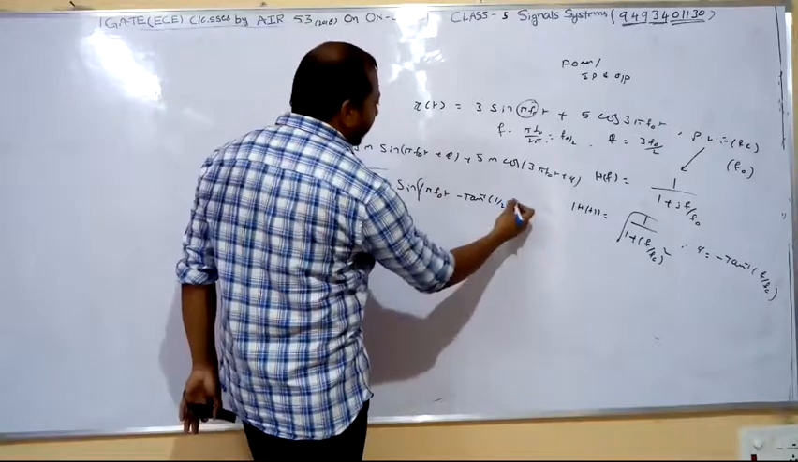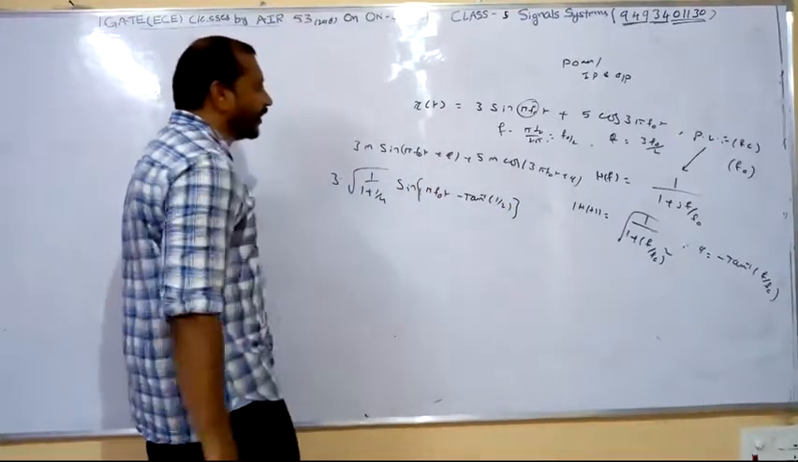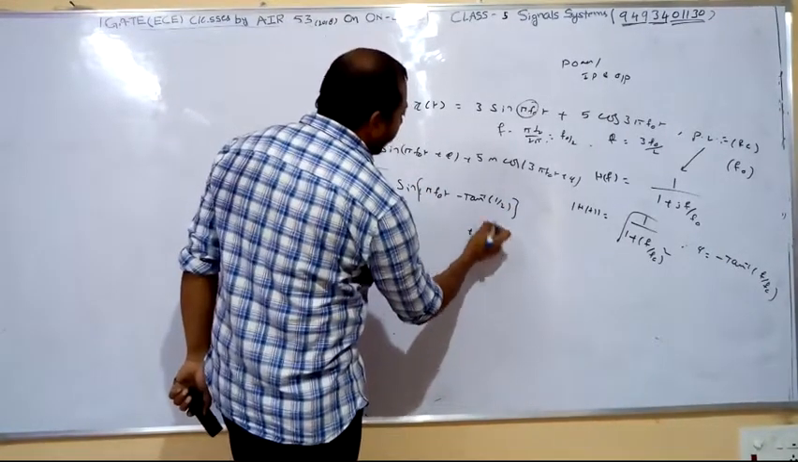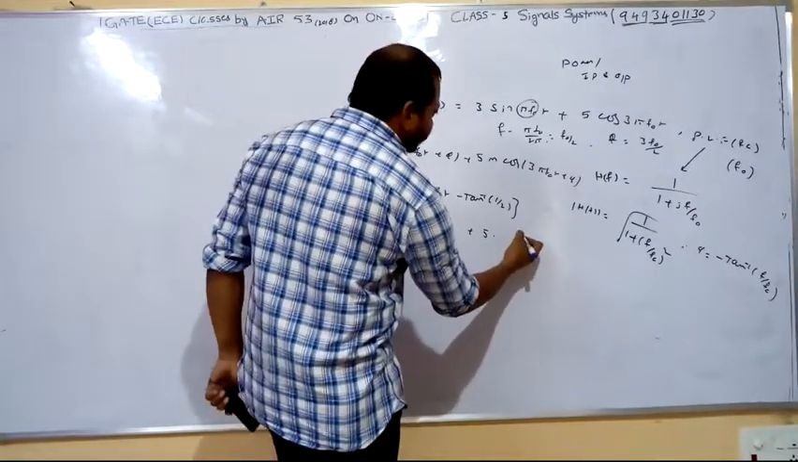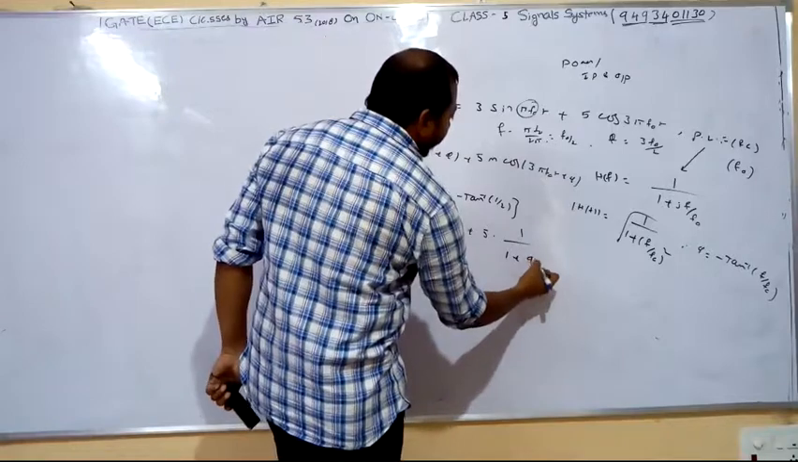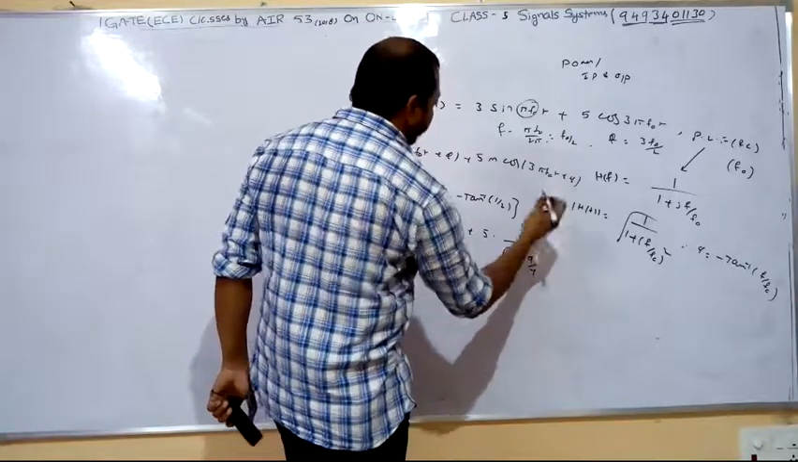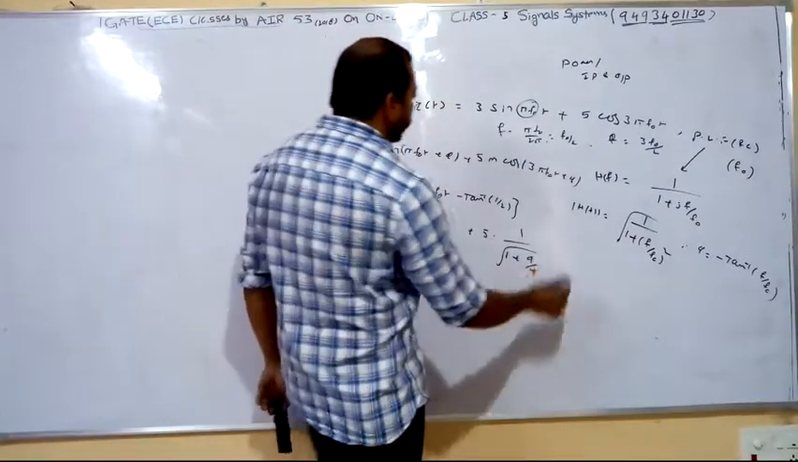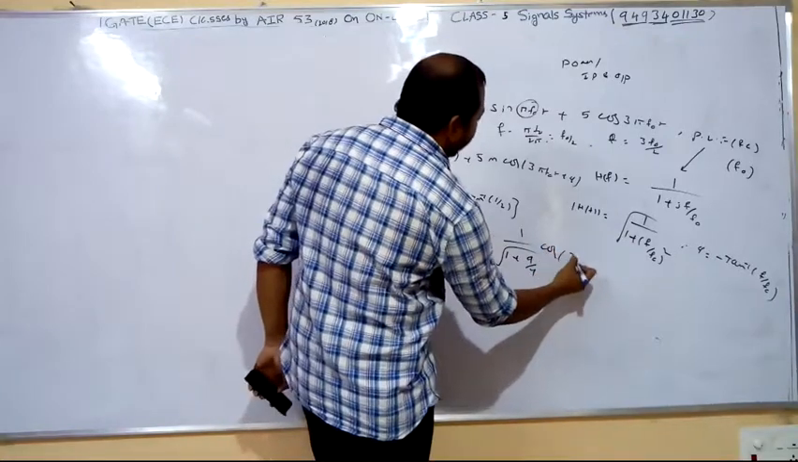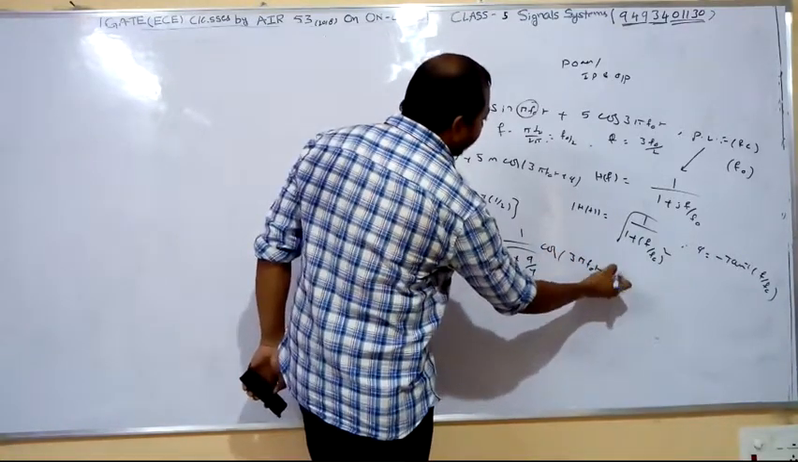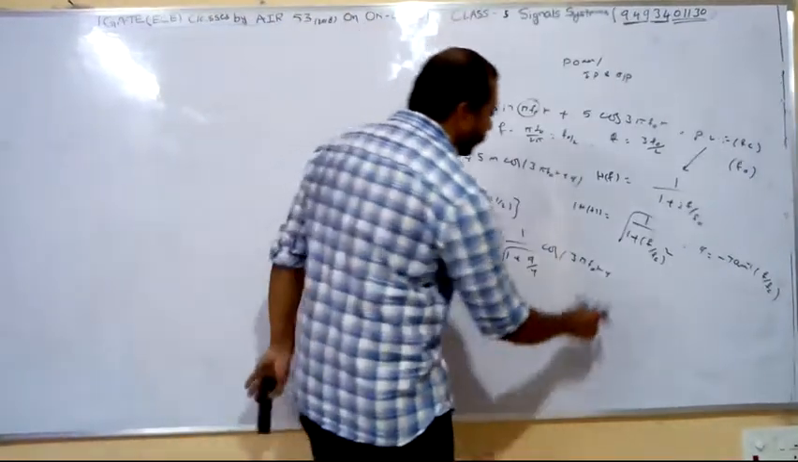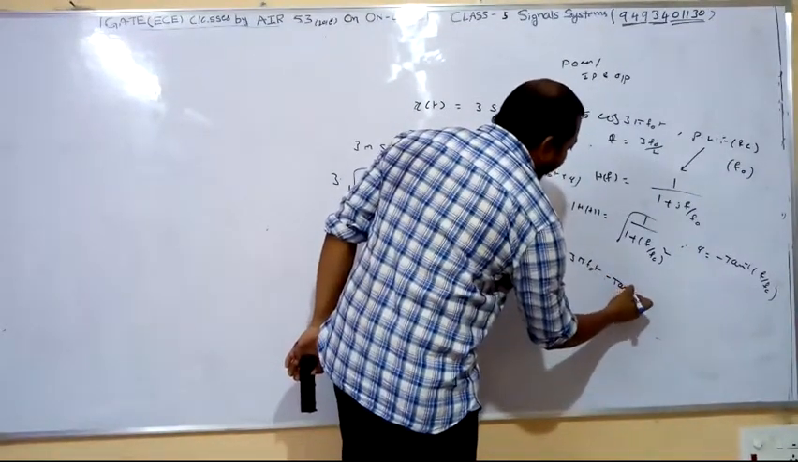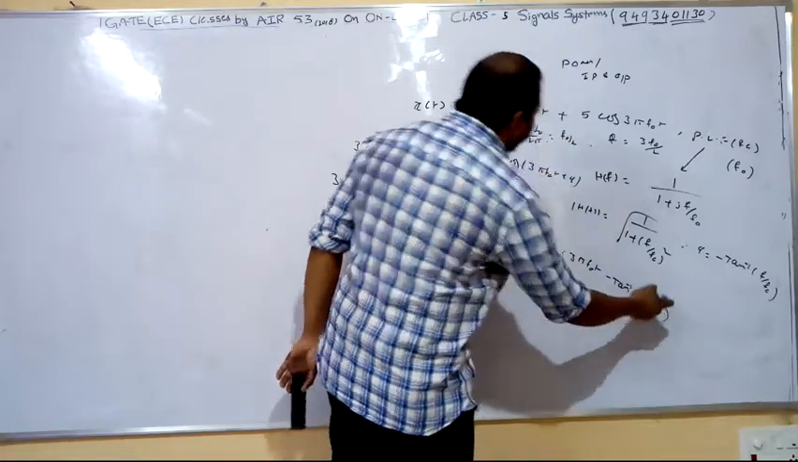For power calculation, don't bother about the phase. For the expression I am writing, this is equal to 5 into whatever the magnitude is at 3 f naught by 2. So this value will become 1 by square root of 1 plus 9 by 4, into cos of (3 pi f naught t plus phi). What is the phi? Phi is equal to minus tan inverse of 3 by 2. From this, easily you can calculate the power.